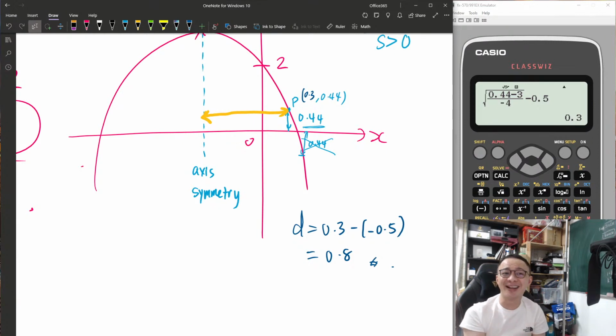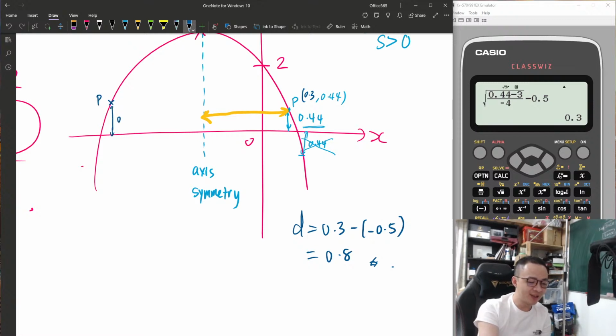Okay, some students might ask, so what if I find the P here? Yeah, I guess you will get the same result also. Let's say this is 0.44 here. Then you should know the coordinate is x, 0.44, isn't it?